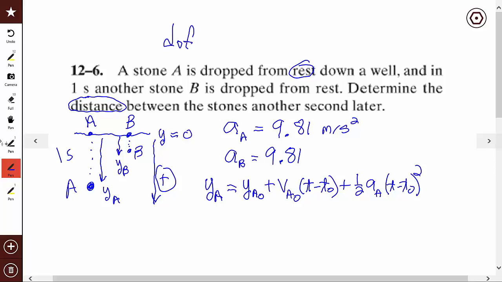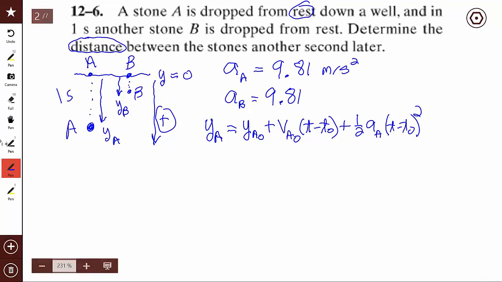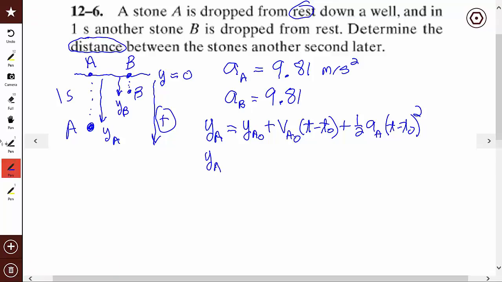And a similar equation for body B, which I will write shortly, but I'm going to plug some values in. So the position of body A at any time of interest is equal to the initial position. Well, he started at the top of the well, and that's what I'm calling 0. And he starts at rest, so that would be 0 times time, which is still 0, plus 1/2 times a t squared, that would be 9.81 over 2.